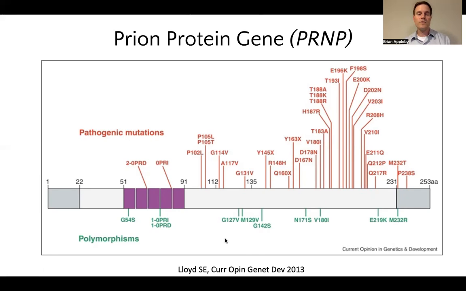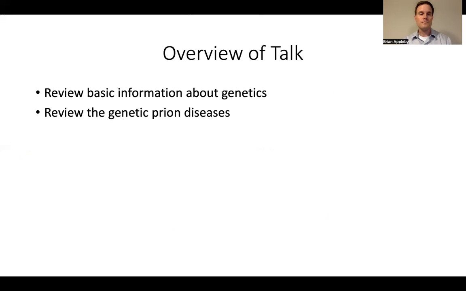So in our field, we care very much about position 129 or codon 129, which has a profound effect on sometimes the risk of acquiring prion disease, especially through transmissible means, but it also can modulate what the illness looks like once someone is ill. So hopefully we have a basic understanding of genetics. Let's talk a little bit more about the genetic prion diseases themselves.